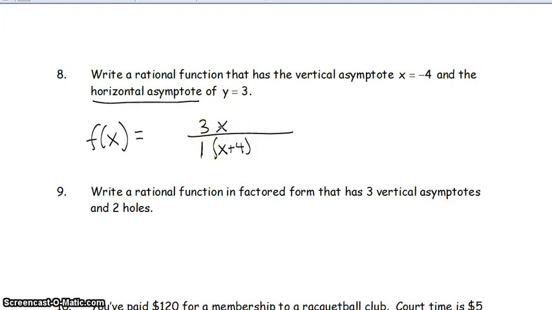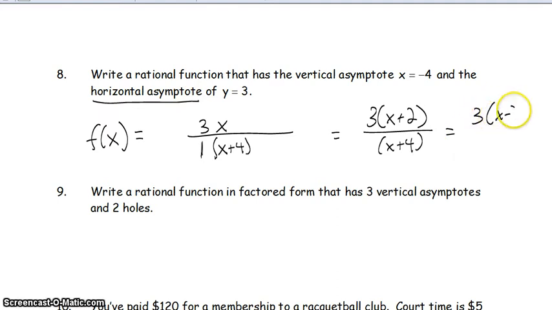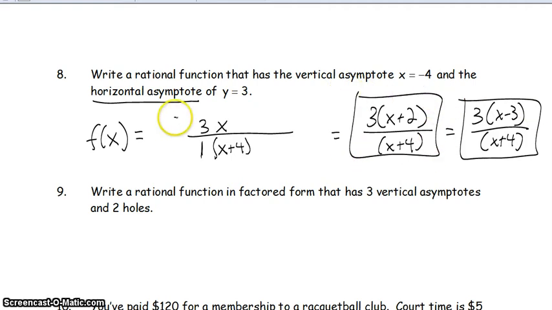And there is a rational function that has a vertical asymptote at x equals -4 and a horizontal asymptote at y equals 3. You could also have done anything else on top, except for x plus 4. You don't want it to cancel out. You could have put x plus 2 on top and an x plus 4 on the bottom. You could have also, I'll just do another one, x minus 3 on top over x plus 4.